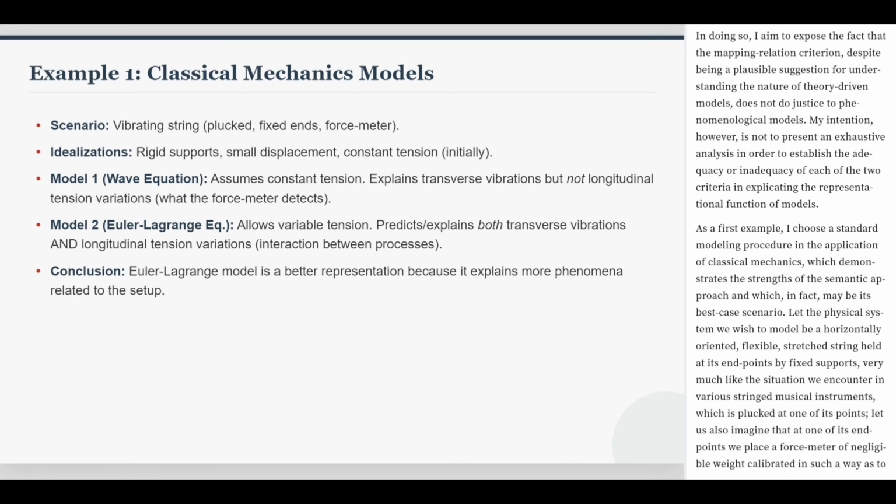But what if we attach a force meter to measure the tension along the string? The wave equation, with its constant tension assumption, doesn't explain the changes in tension, the compressions and rarefactions that the meter would detect. Now, consider another model, derived from the Euler-Lagrange equations, where we allow the tension to vary. This more complex model not only explains the transverse waves, but also predicts and explains the variations in tension and how these two processes interact. Which model is a better representation of the actual physical system, especially given our setup with the force meter? Clearly, the Euler-Lagrange one, because it accounts for more relevant phenomena.